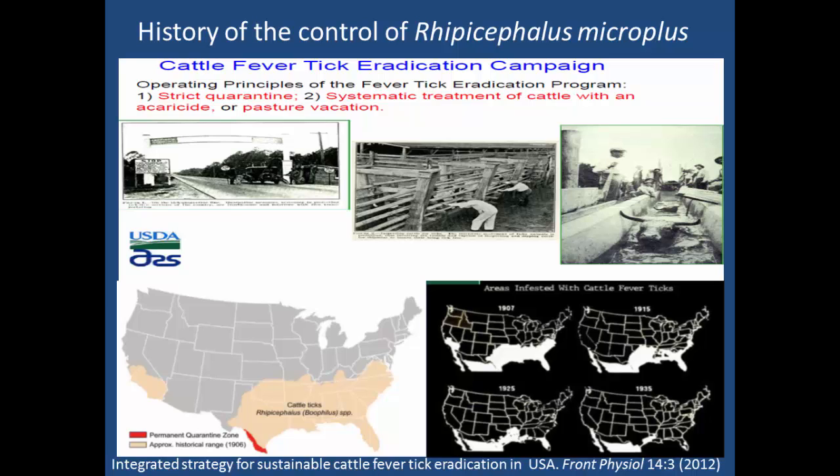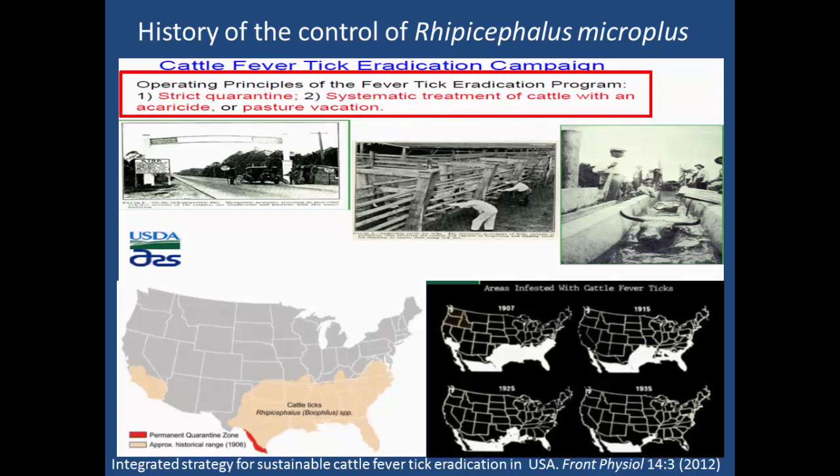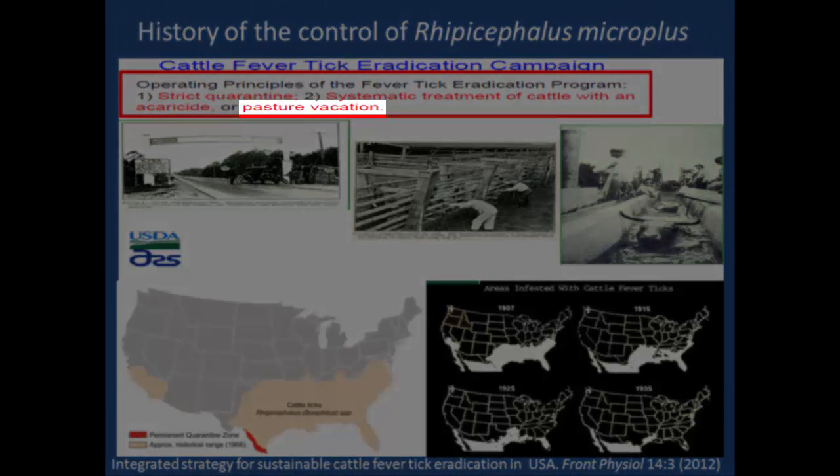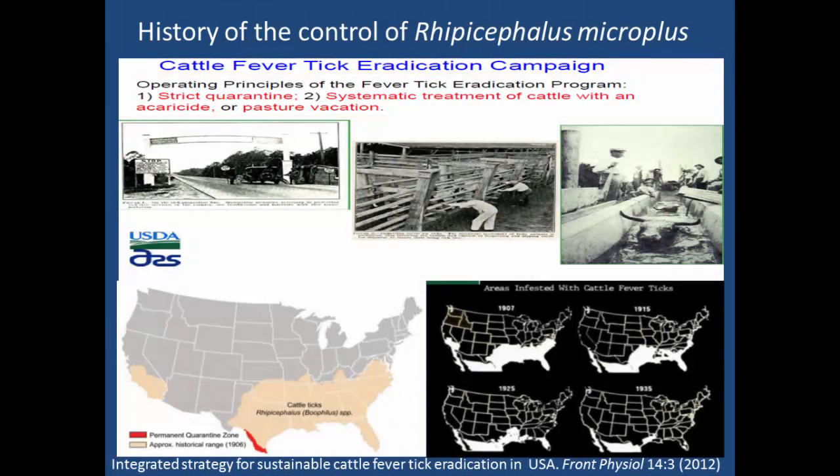On the next slide I will show you a video clip of a portable dipping vat on wheels, if you like, which is what they use now in the surveillance program. But these concrete bunkers here are kind of a relic of the past now. And the third key to success of the program was pasture vacation, which basically refers to not introducing cattle into any infested pasture until all the free-living stages of the tick have died.